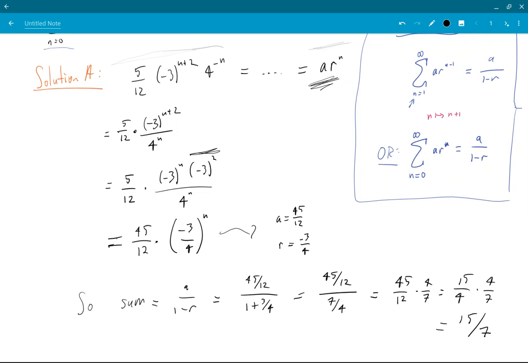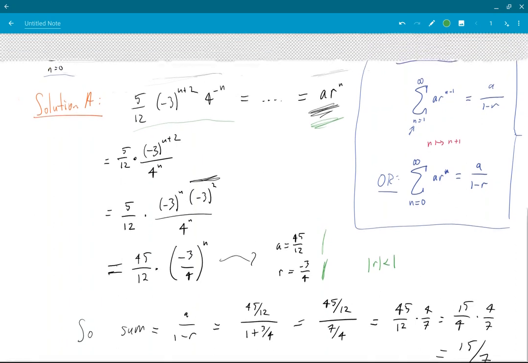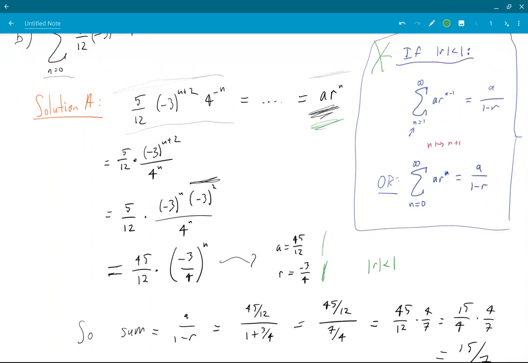Solution A was to, let's go green, take the summand, simplify it until you get a times r to the n. Okay, then you have your a and you have your r. You notice that the absolute value of r is less than 1, so I can use this formula in blue down here, this one.